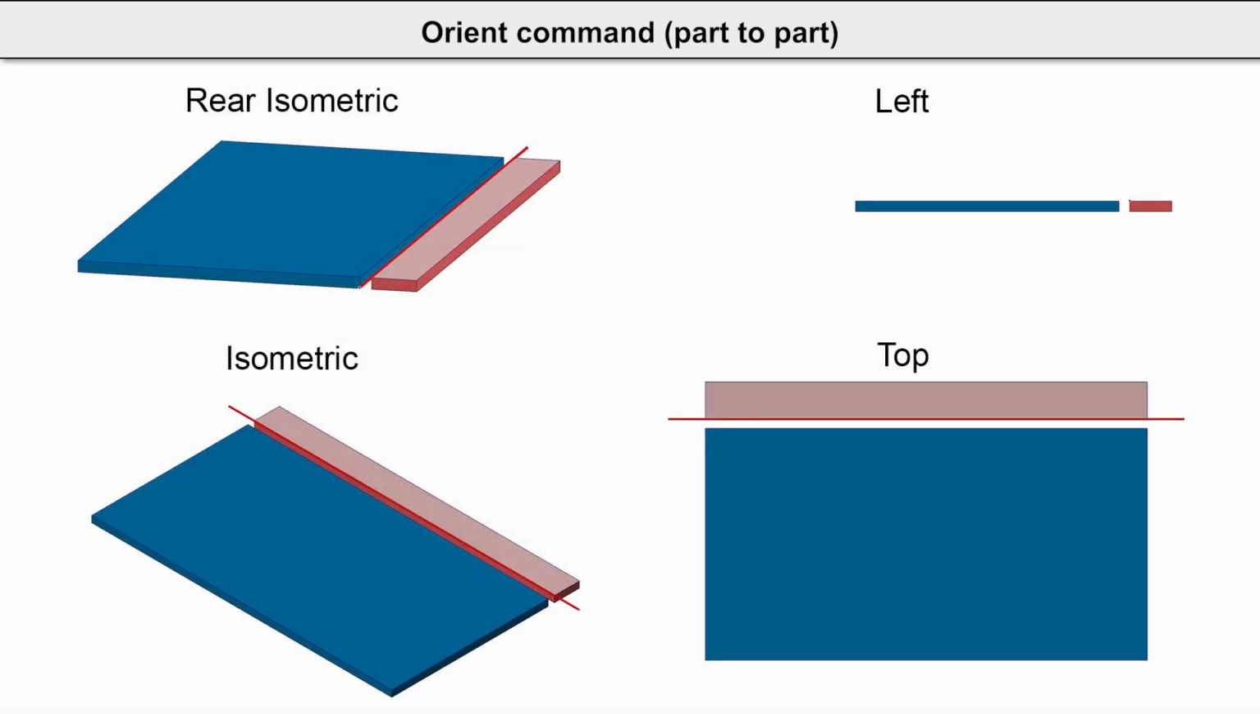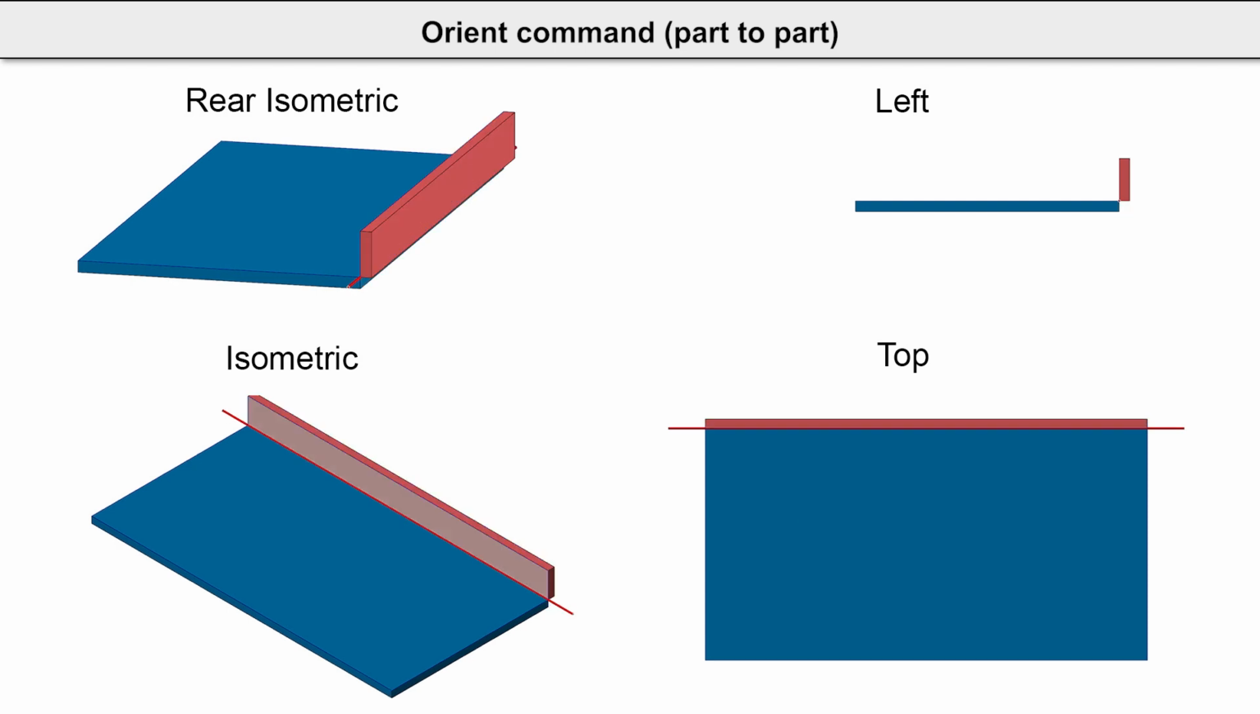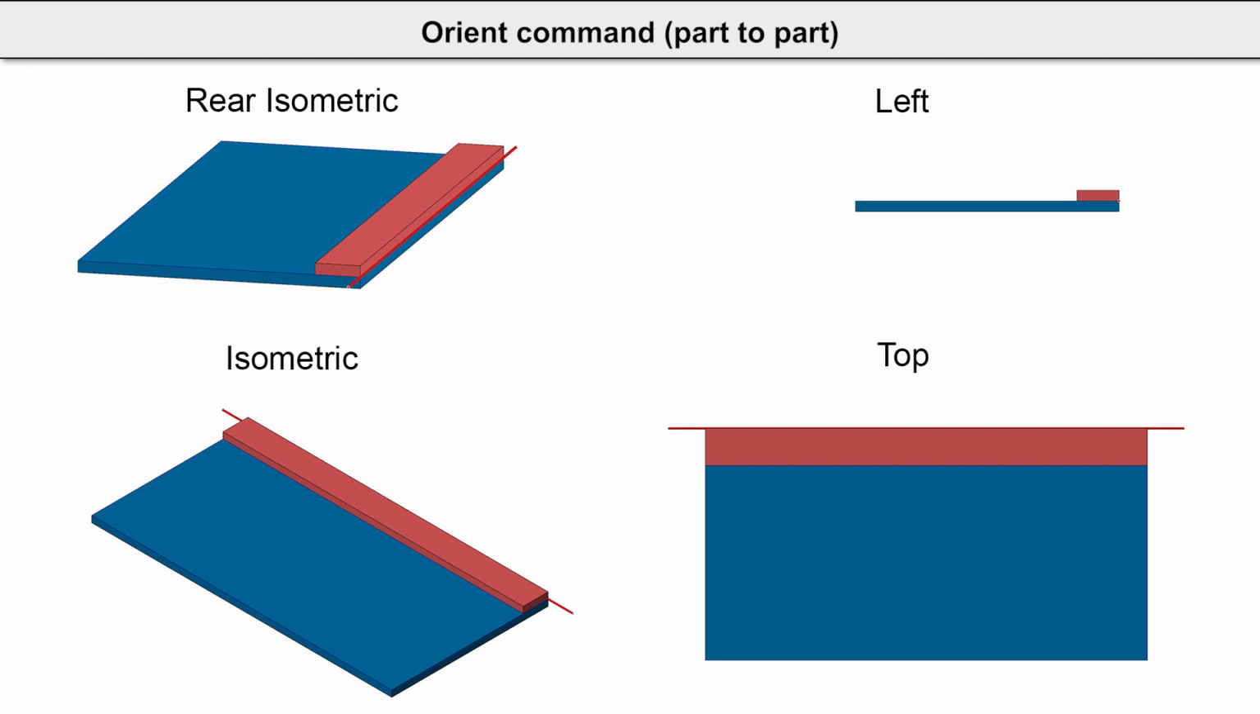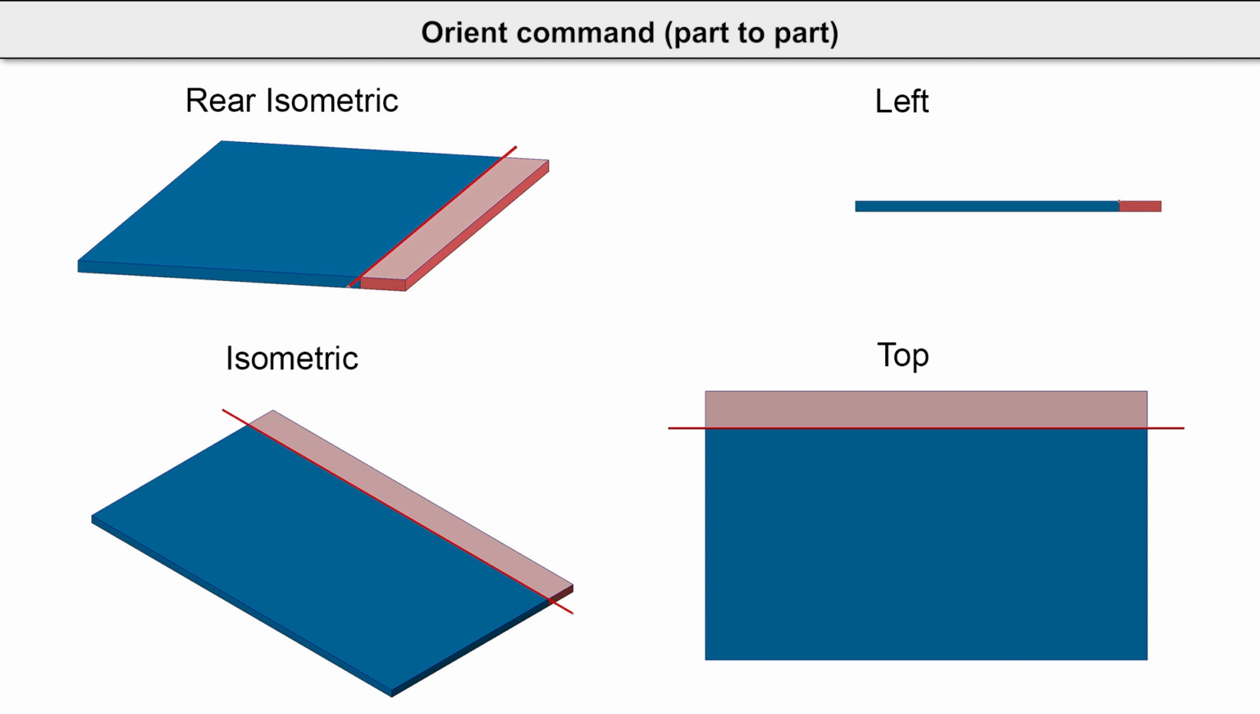When using the part-to-part command, you can also orient the second part through its quadrants. Unlike the Backsplash command, the Orient command does not take material thickness into account, but instead keeps the coincident edges on the same rotation axis.